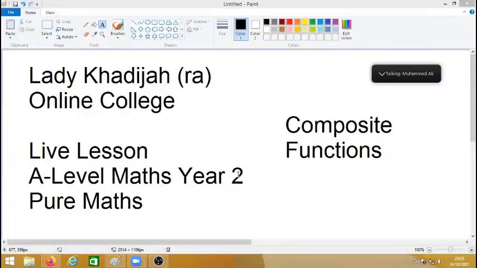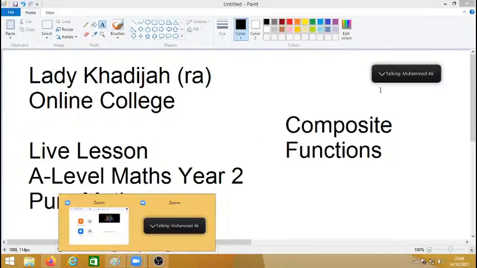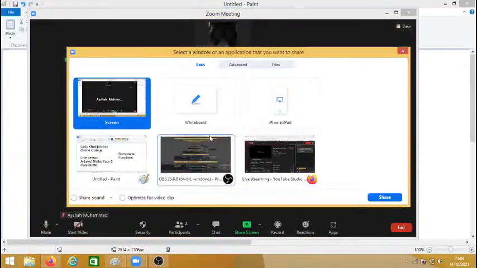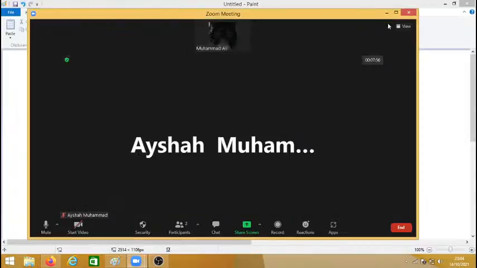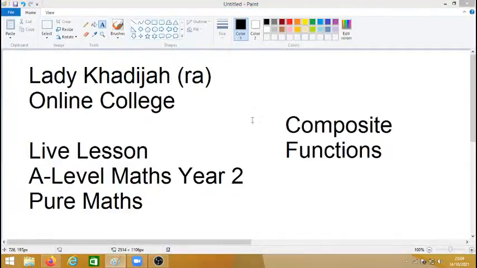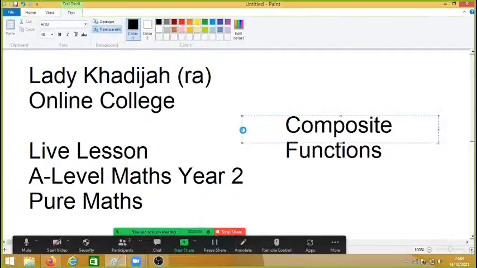Live lesson, A-Level Maths Year 2, Pure Maths. It's composite functions, carrying on from a lesson we've done just recently. Okay, let's begin.